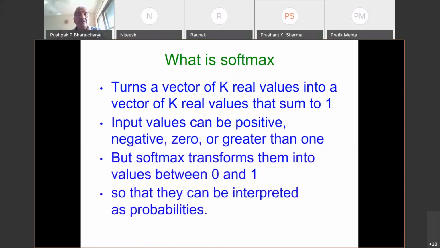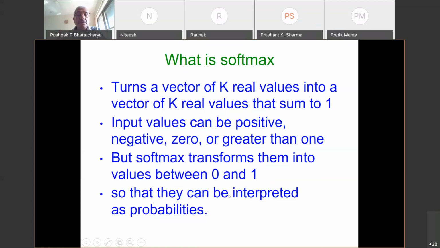So at this point, it is good to look at the property of softmax. Softmax takes a vector of k real values and converts these k real values into another vector of k real values that sum to 1. The input values can be positive, negative, 0, or greater than 1, but softmax transforms them into values between 0 and 1.